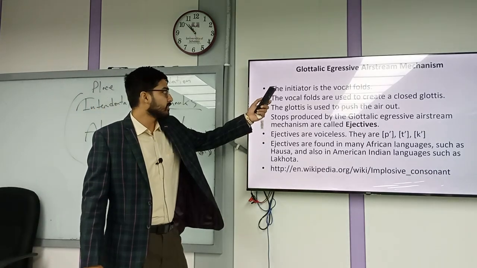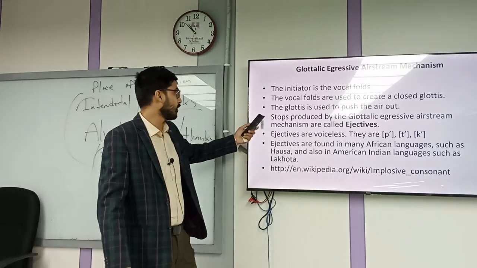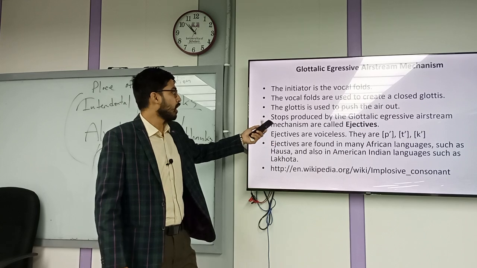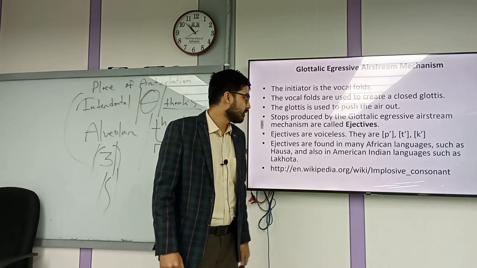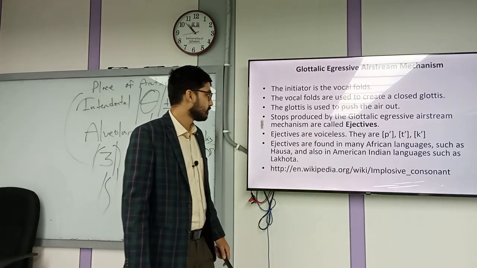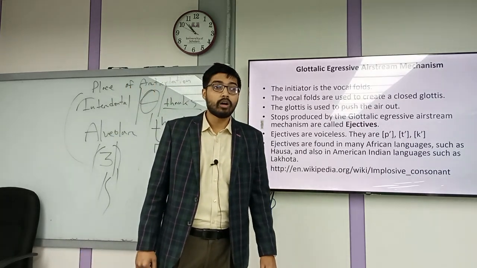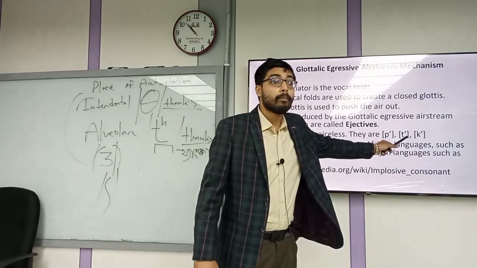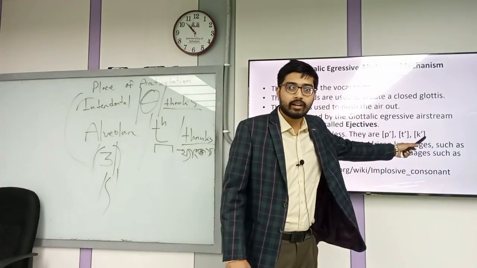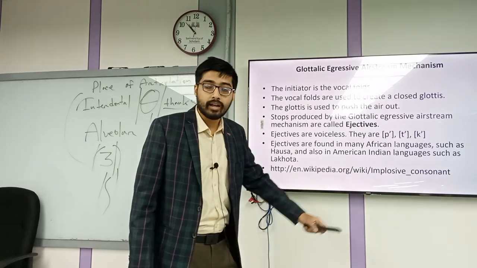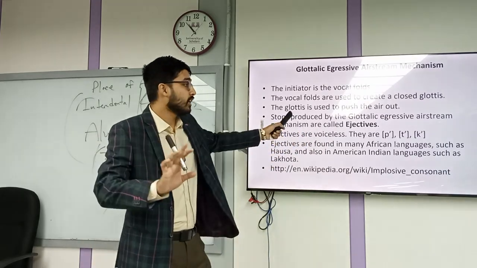Glottalic aggressive airstream mechanism, forcing out. We already know that the glottis is used to push the air out. Stops produced by the glottalic aggressive airstream mechanism are called ejectives. Ejectives are voiceless. Those glottal sounds, like bottle, bakery. These are some ejectives.